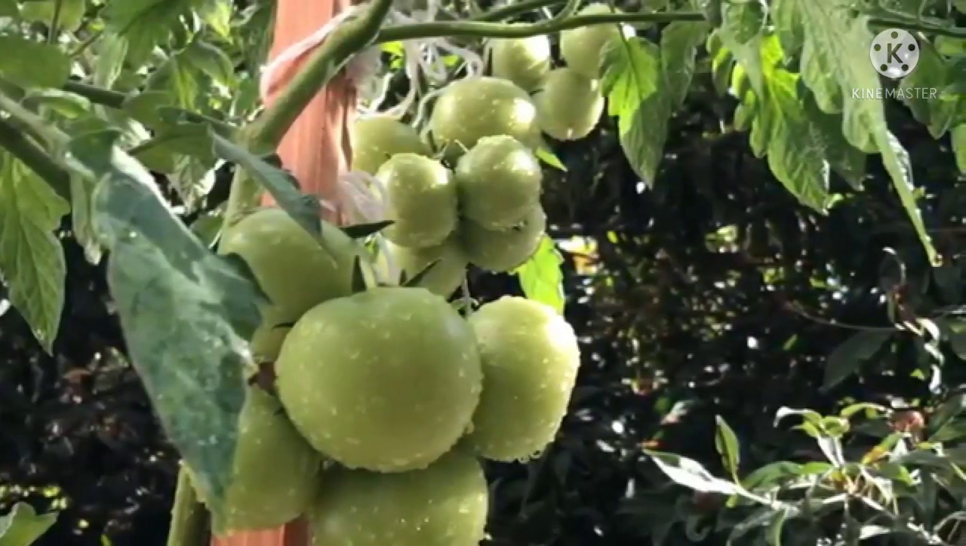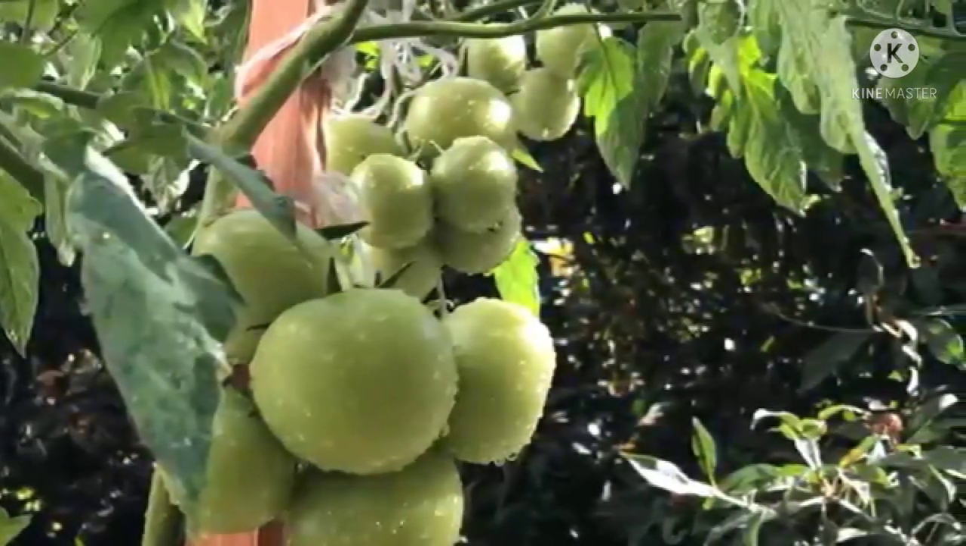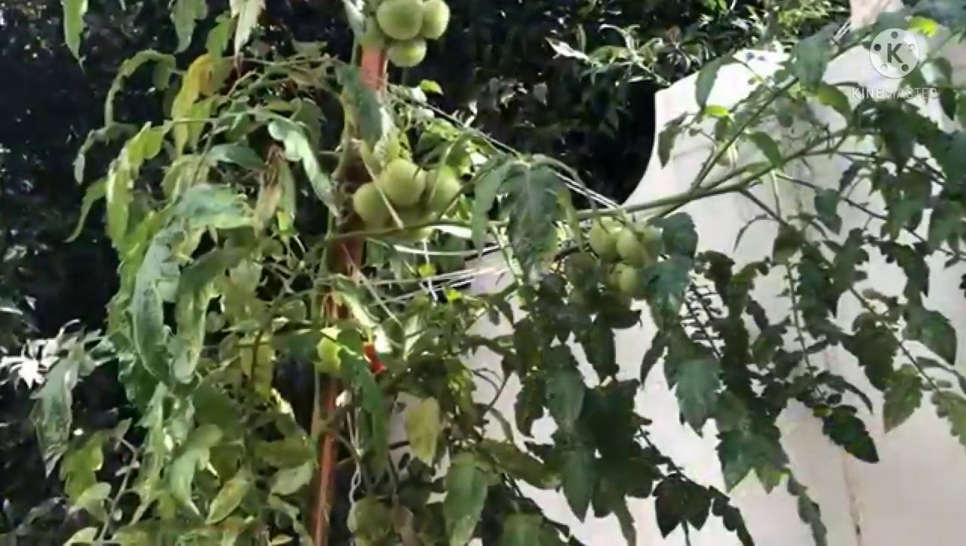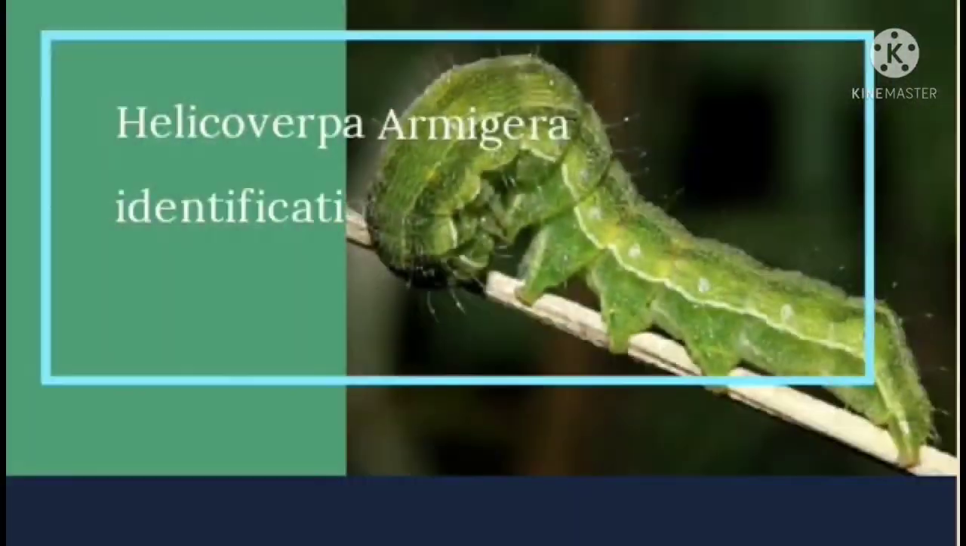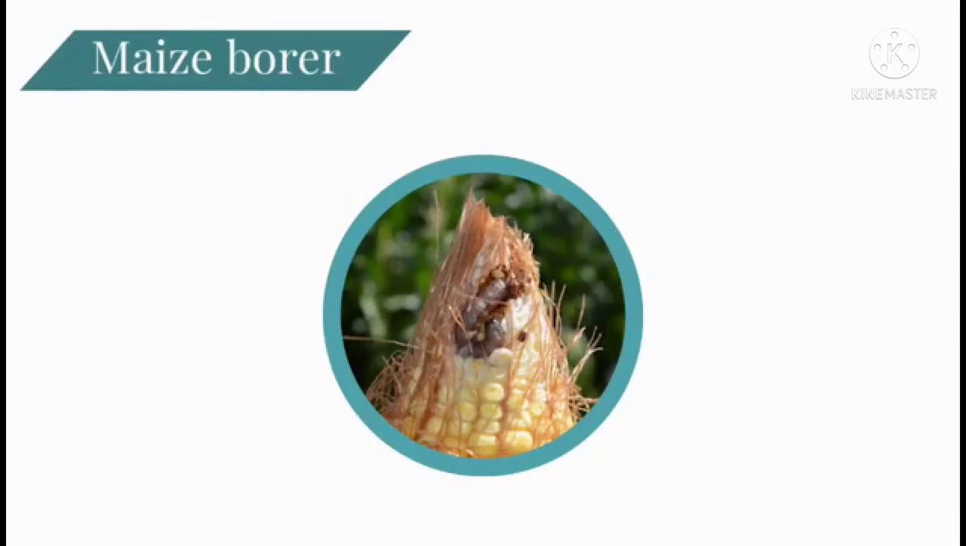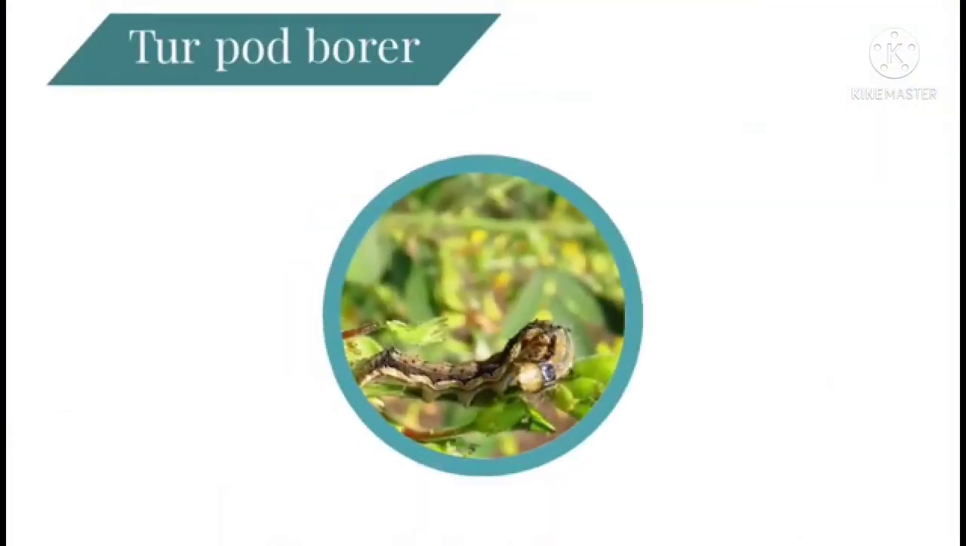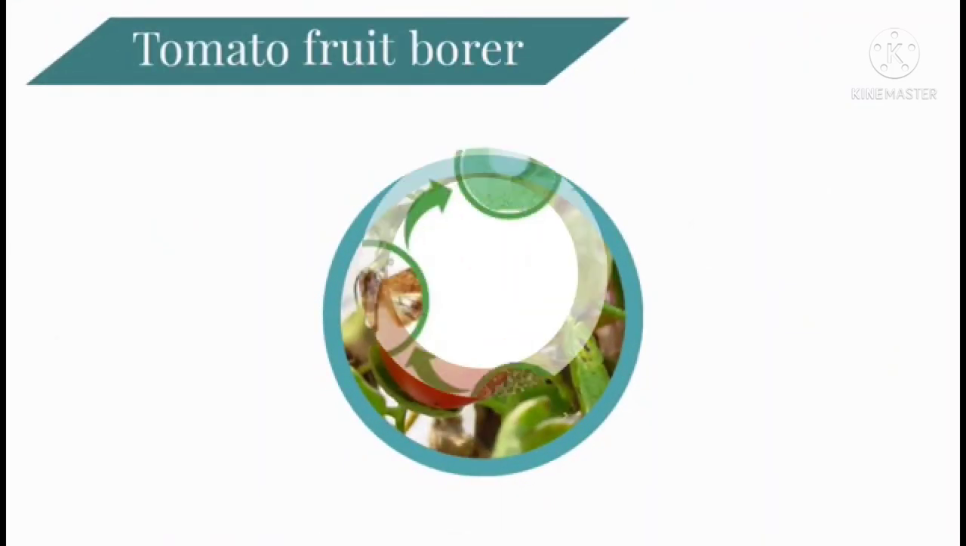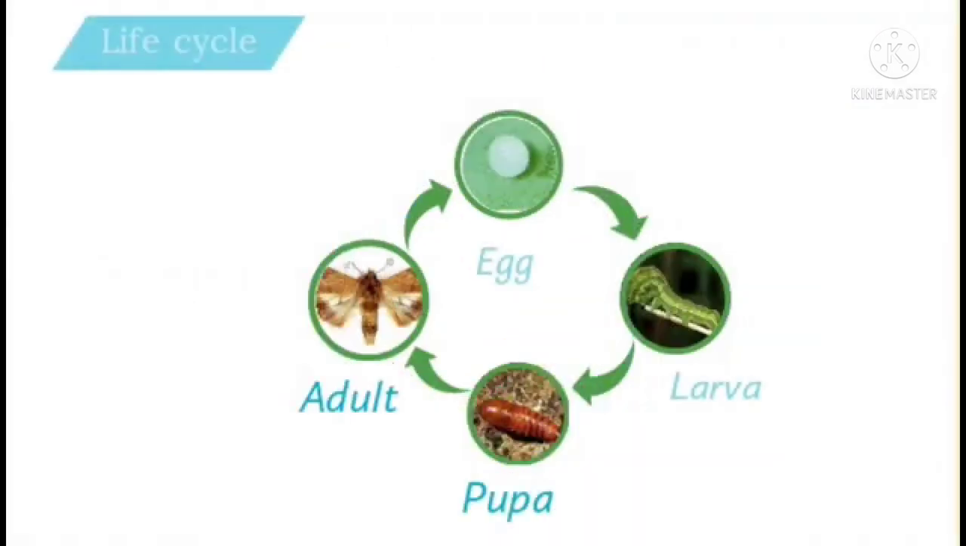Next we'll see the details about the pest of tomato on which I have done research, that is Helicoverpa armigera. We study its identification, symptoms, damage and control measures. Helicoverpa armigera is found on major crops such as cotton, gram, maize, tea, tobacco, red gram and also on tomato crop. It has a 4 stage life cycle: egg, larva, pupa and adult.